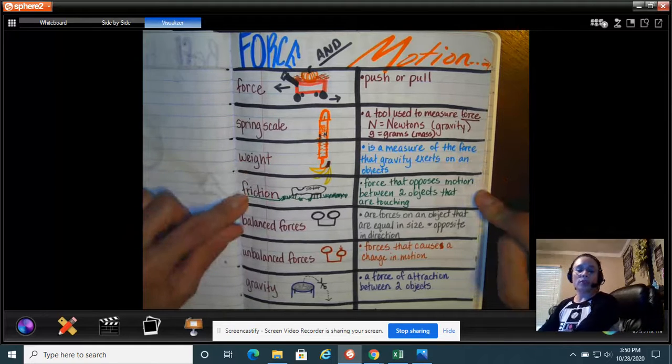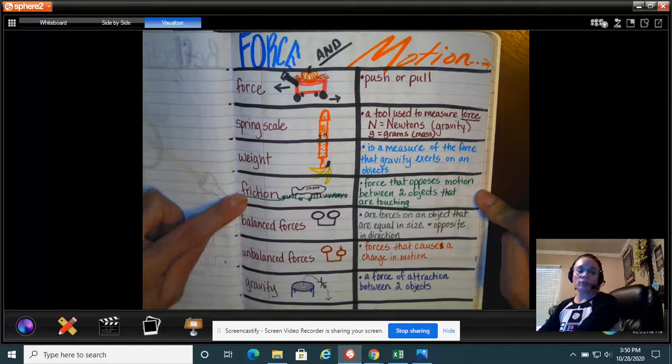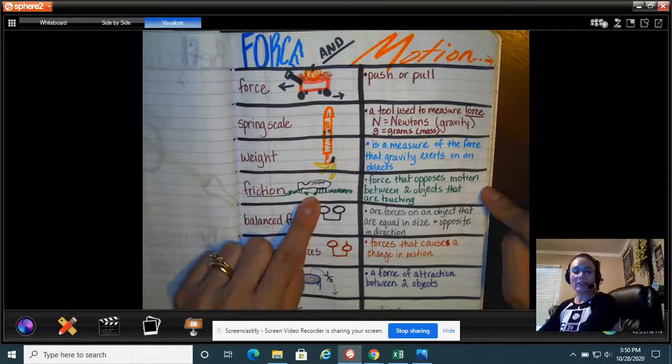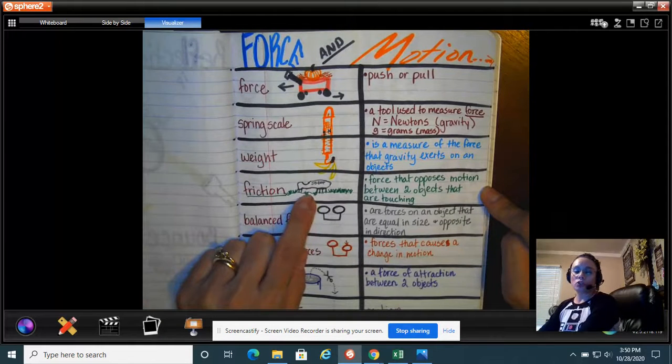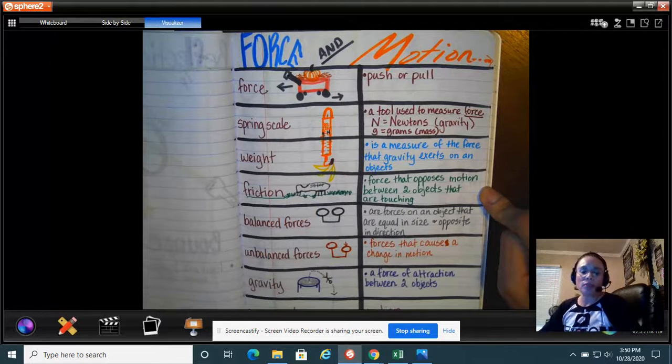Okay. The next word is friction. So I drew a football cleat or the shoes that you wear when you play football. It's a force that opposes motion between two objects that are touching. So, why do we wear cleats? Because we want our foot to stay firm on the ground. We don't want to slip during football. Okay, so we want friction.